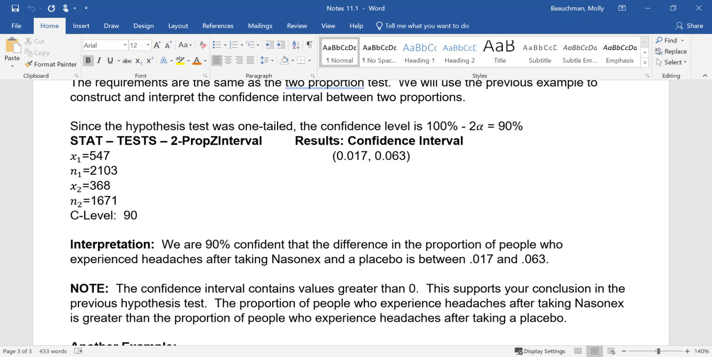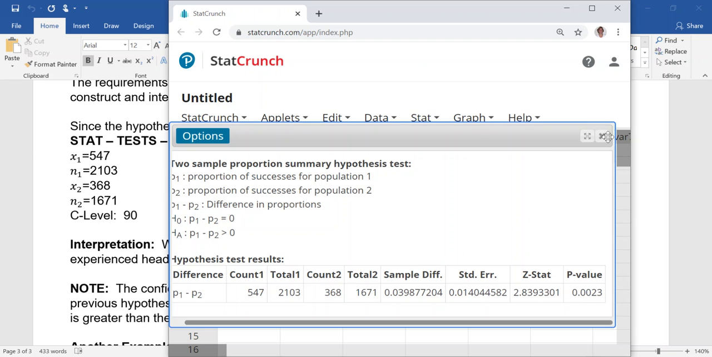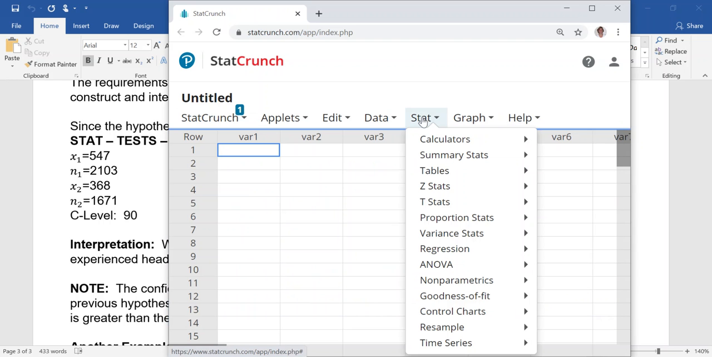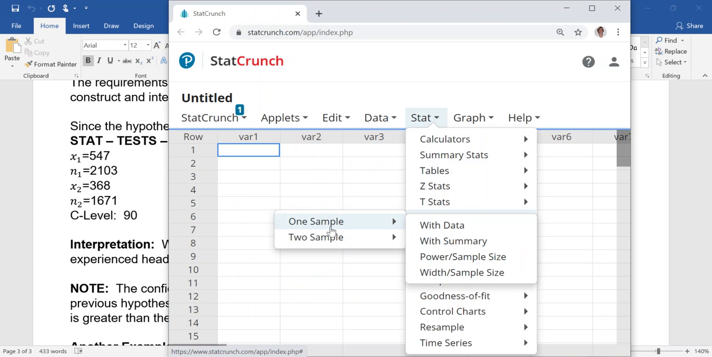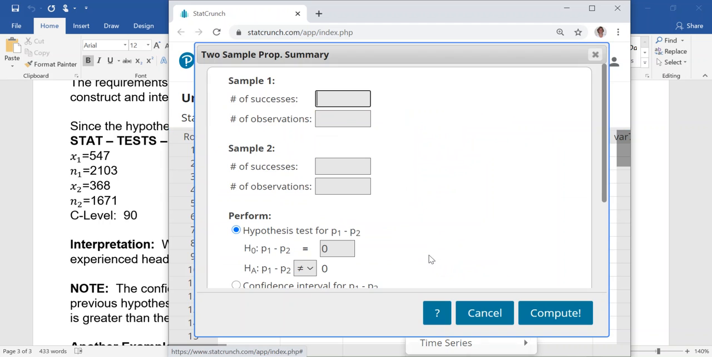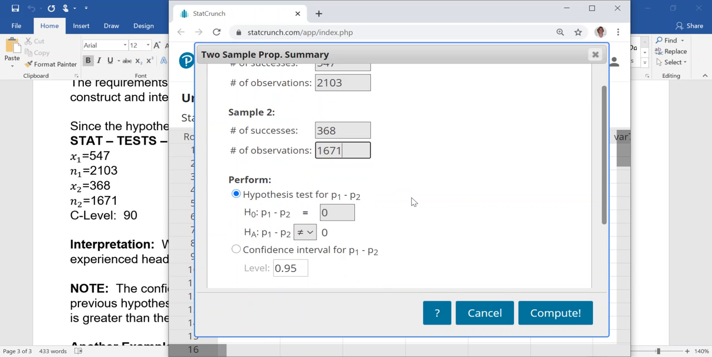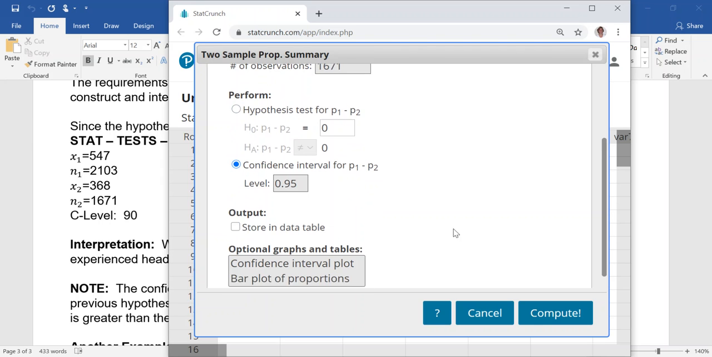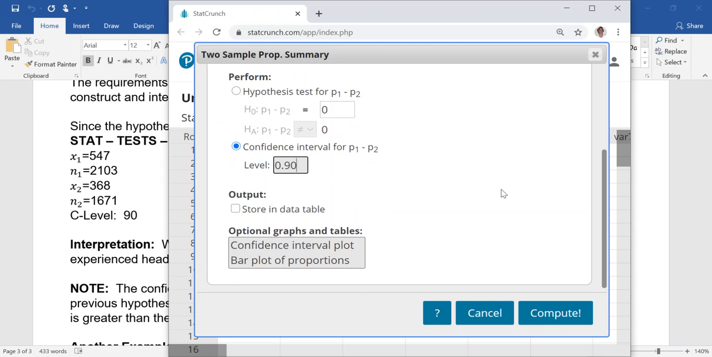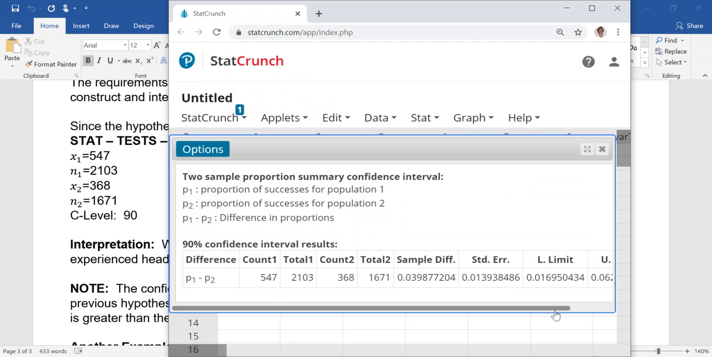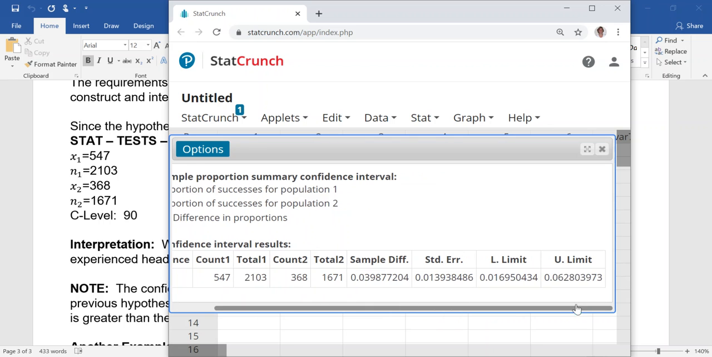So using StatCrunch, we go back to the same place: stat, proportion stats, 2 samples with summary. You have to type it in again. 547, 2103, number of successes, 368, 1671. This time we want a confidence interval, and you have to put the confidence level in. Compute, and we get the same thing we did with the calculator, about 0.017, 0.063.